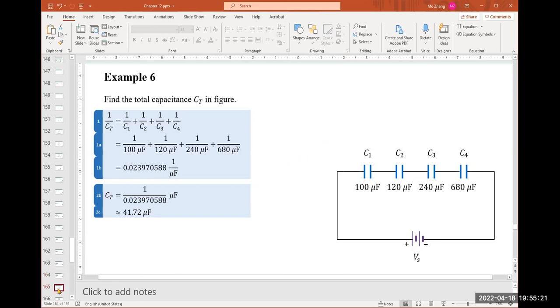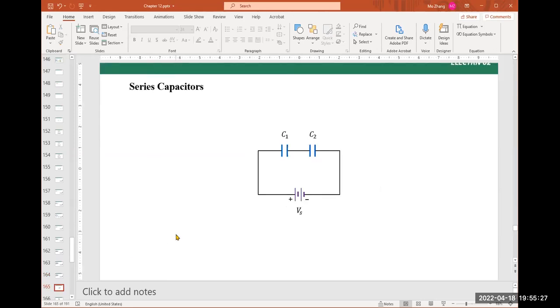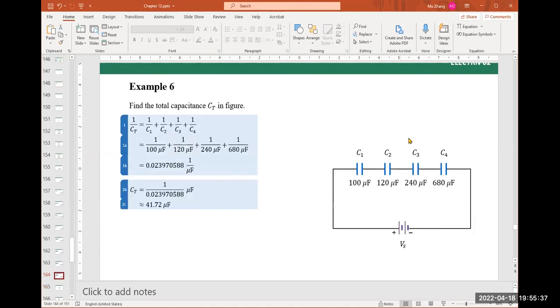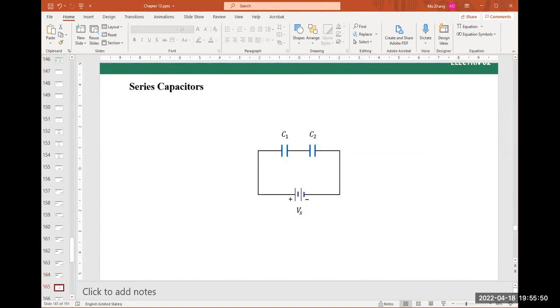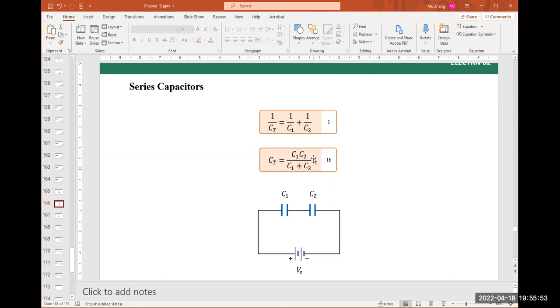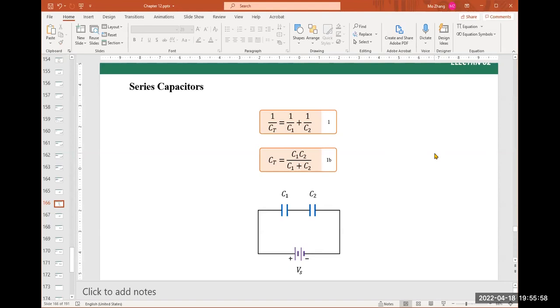Okay, so let's see. Here we get another example. It's a special case. We only have 2 capacitors connected in series, right? So let's step back. From here, we know many capacitors connected in series use the reciprocal formula. And if you have 2, there is a shortcut formula, like resistors. That's the shortcut formula. Please put this on your cheat sheet.